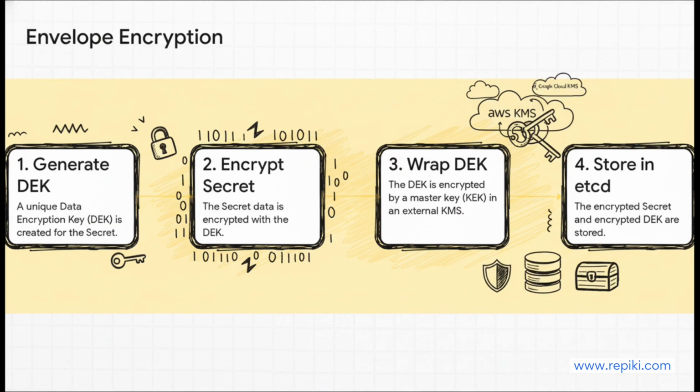Now, the best way to set this up is using something called envelope encryption with an external key management service, or KMS. It sounds complex, but it's a really clever idea. A brand new key is made just to encrypt your secret. Then that key gets encrypted by a super powerful master key that lives in a secure external vault, like one from AWS or Google Cloud. That way, the master key is never actually in your cluster, which adds a fantastic layer of security.